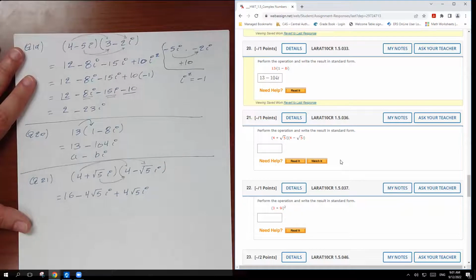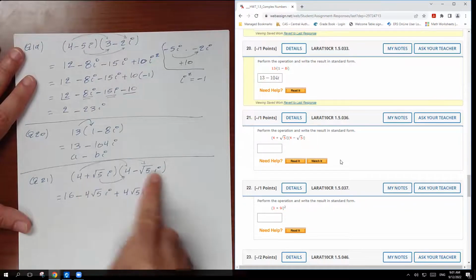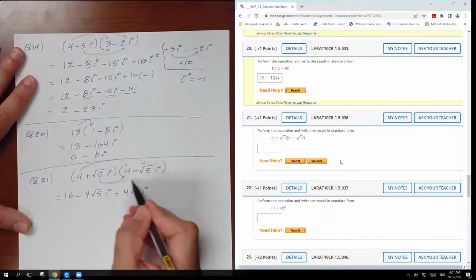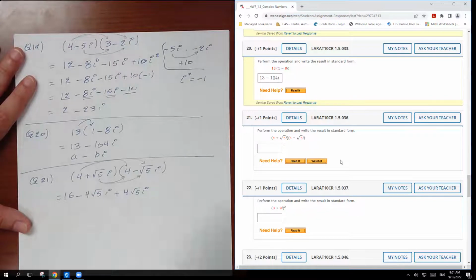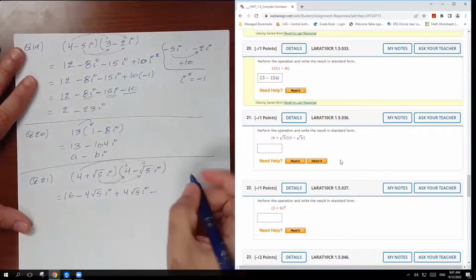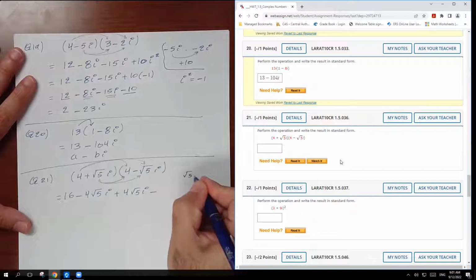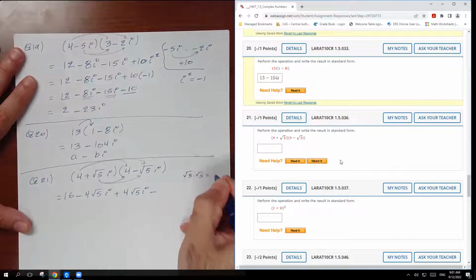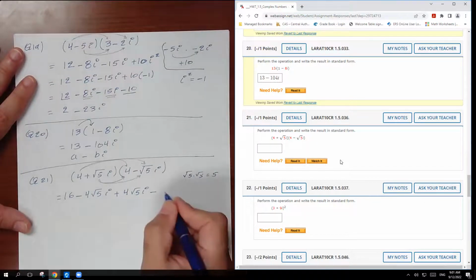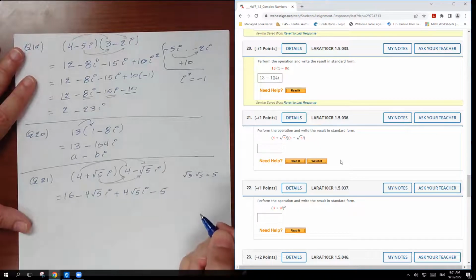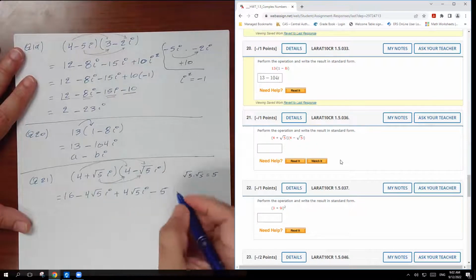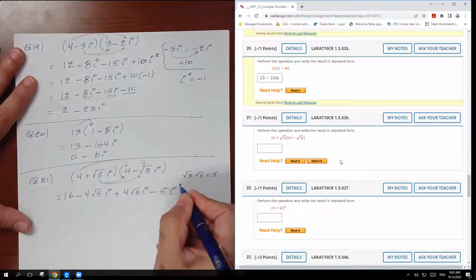Now we're going to multiply this one times this one. The first thing, positive times negative is going to be negative. Square root of 5 times square root of 5 is going to be 5. So here's the 5. i times i is going to be i squared.